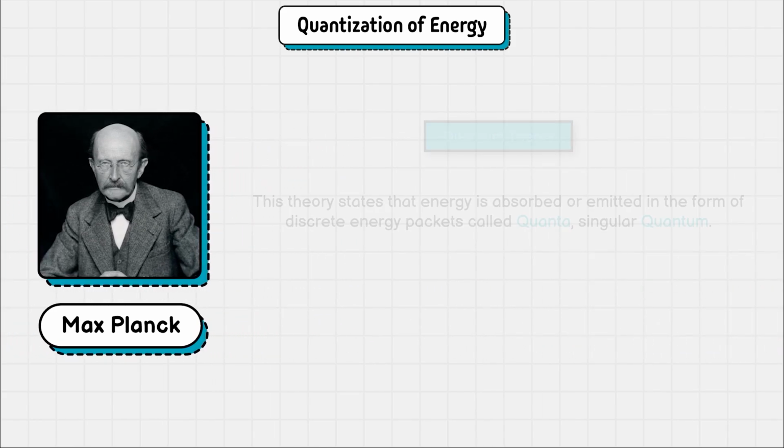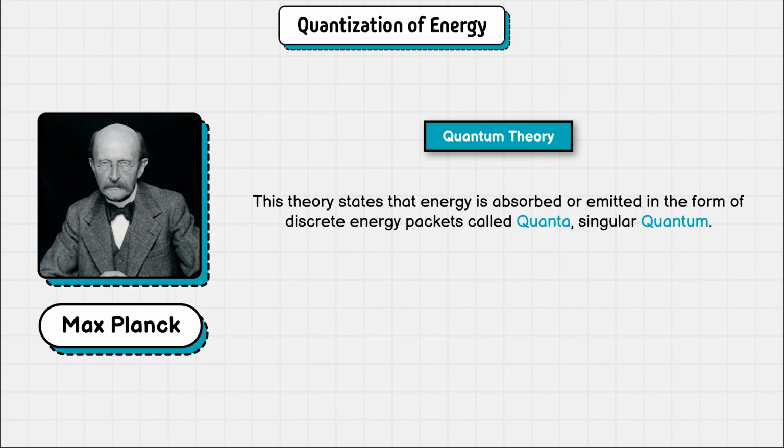In 1900, Max Planck introduced the idea of energy being quantized. He said that whenever a body or a particle releases or absorbs energy, it does so in the form of discrete packets. These packets of energy are called quanta, and a single packet of energy is referred to as a quantum.